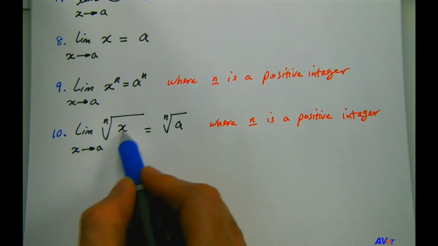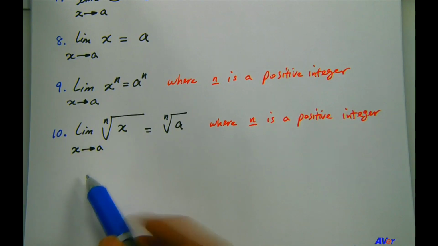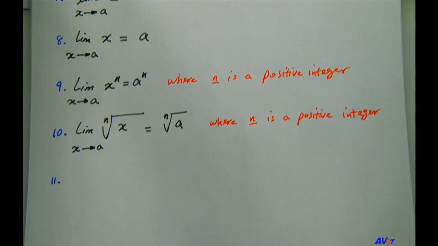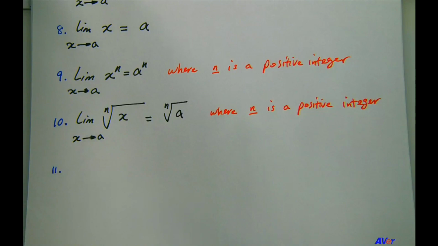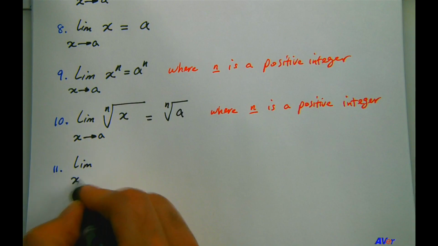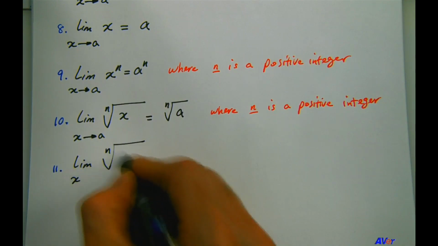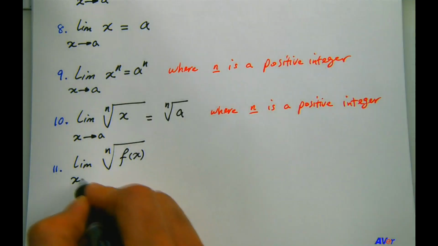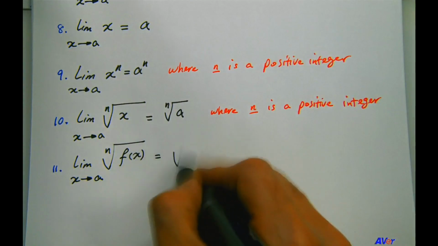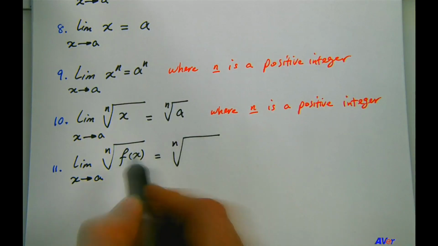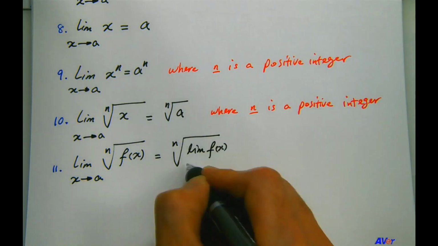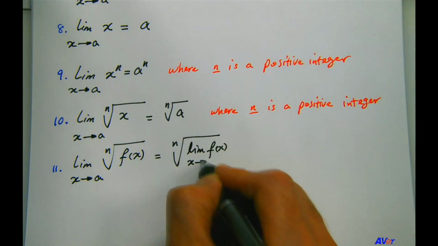So this was just a variable, and now we can say something similar, but a little bit different, when we have a function here. Inside the radical, the limit of the nth root of function f of x as x approaches a would equal the nth root of the limit of that function on the inside, the limit of the function as x approaches a.